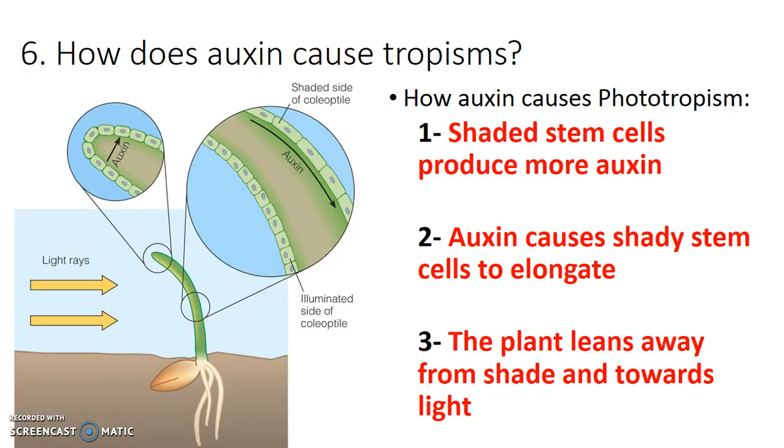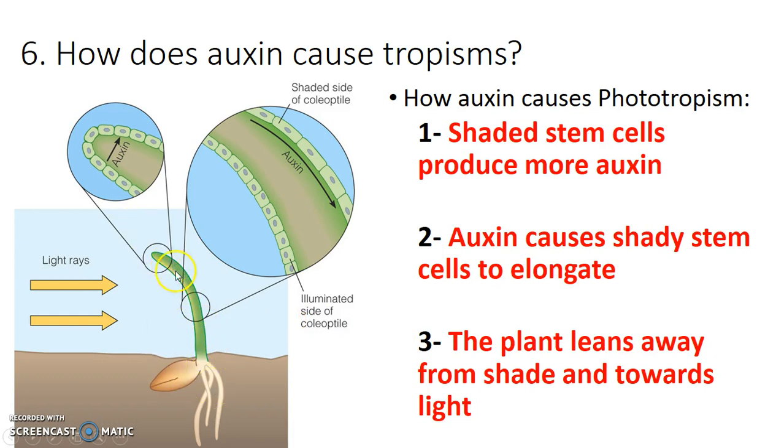How? Well, these are kind of broad strokes, but just bear with me. It happens differently in each part of a plant, and it happens differently for each tropism. First, phototropism. Phototropism is plants leaning towards the light.